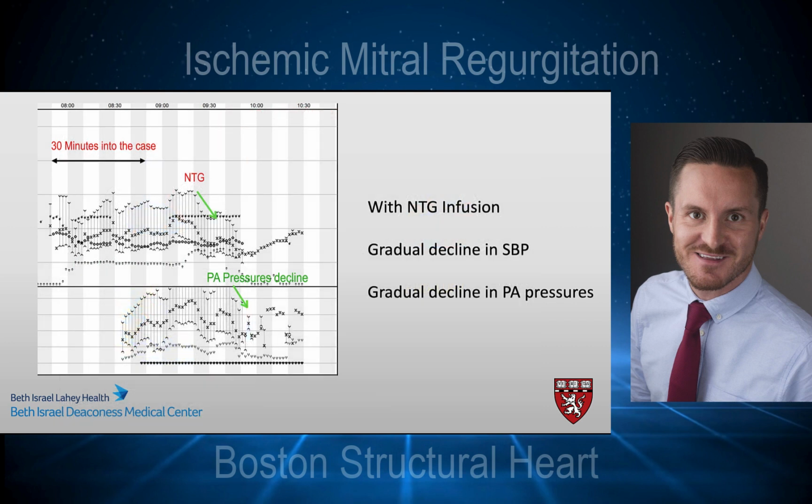We felt at the time this was all ischemia related, and we were not ready to go on bypass yet, so we decided to start some anti-ischemic therapy with nitroglycerin. And as we can see, when we started the nitroglycerin, we had a nice downward trend in both the systemic arterial pressures, but also the pulmonary artery pressures.